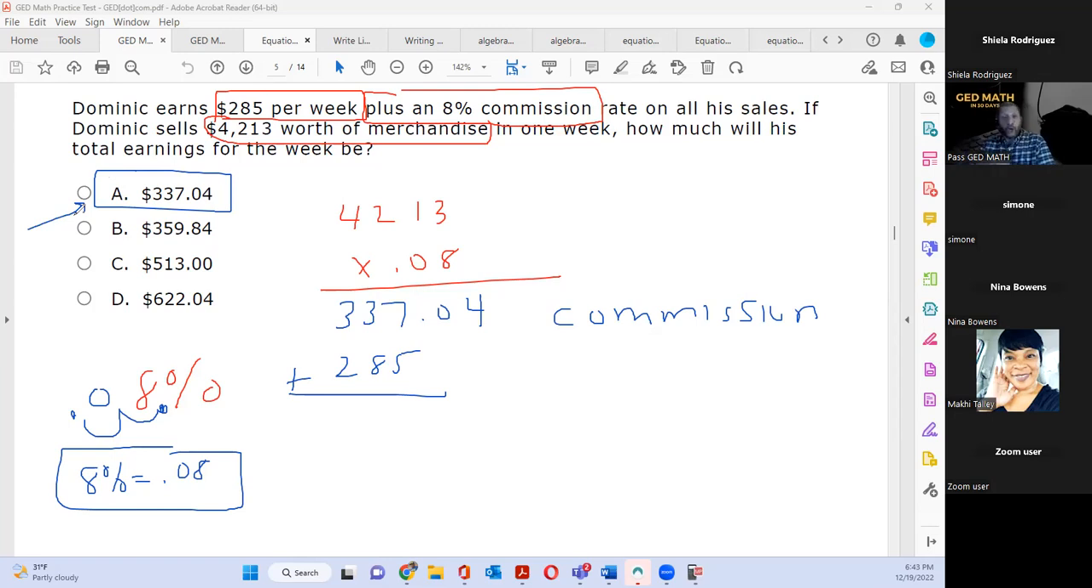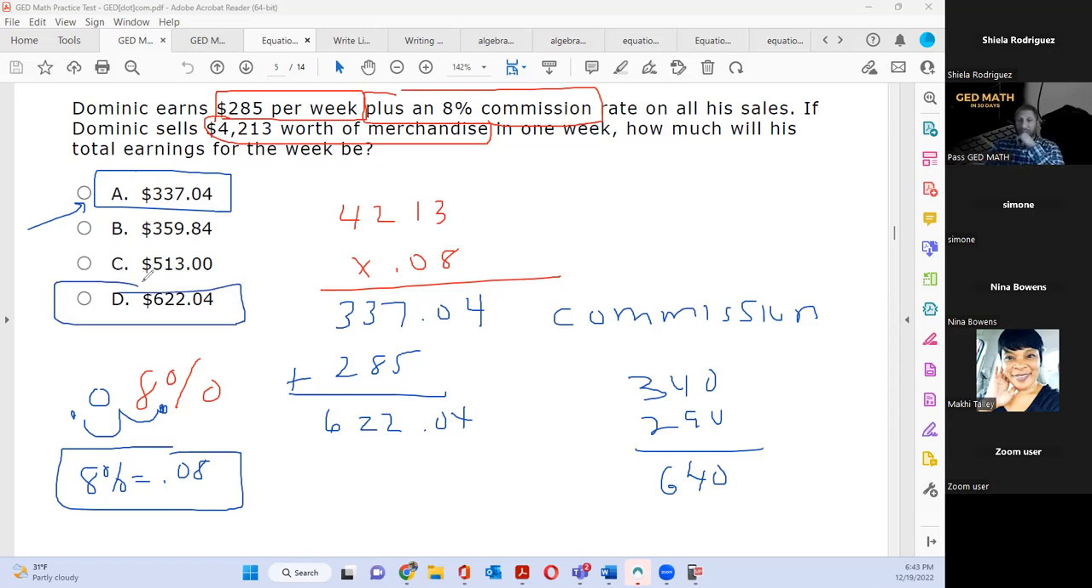But again, your salary for the week includes your commission plus your salary, 285. So we must add that 285 and we get 622.04. Now, I'm gonna tell you right here, this is a 15-second problem. If I round 337 off to 340 and 285 to 290, I can do that in my head. 300 and 340 is like 640.